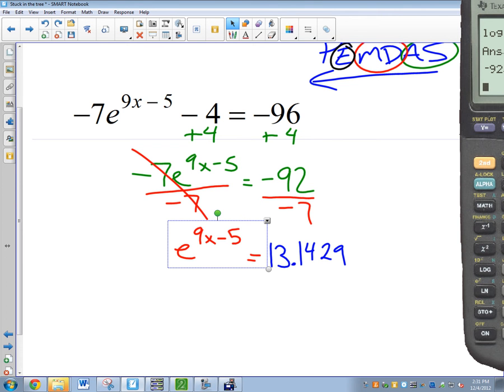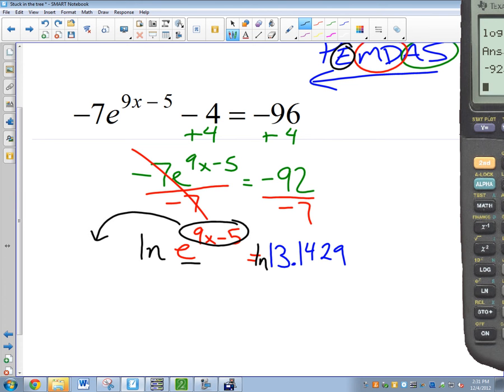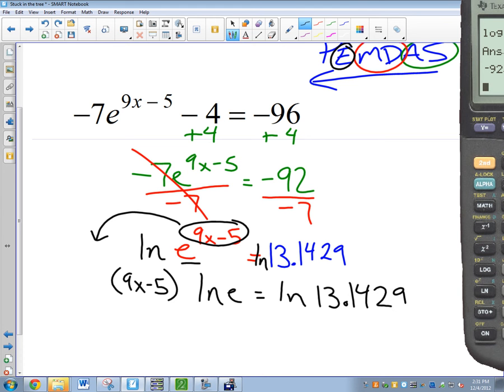The way I do that is I'm going to throw a log at it. In this case, since I have an e, I'm going to throw a natural log at both sides. When I take the natural log, now I can move that exponent out in front. So it's going to be 9x minus 5 times the natural log of e is equal to the natural log of 13.1429. If you remember back to last Friday, we talked about how the natural log and e are opposites of each other. So when I have the natural log of e, it's just going to get me 1, so it's really going to cancel out. Now I'm going to solve this problem.